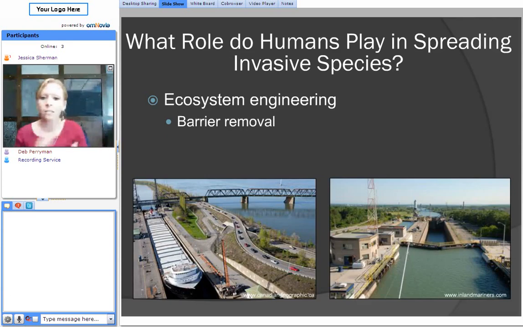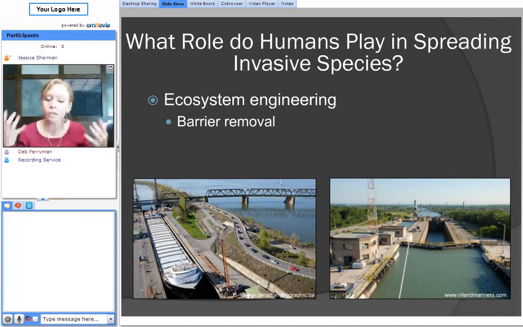Ecosystem engineering is another way that humans have played a big role in contributing to the spread of invasive species. So by doing this, we are essentially removing barriers. So I talked about earlier, Niagara Falls was a huge barrier from the St. Lawrence Seaway to the Great Lakes system, specifically Lake Ontario. And when they opened the St. Lawrence Seaway, in order for freighter ships to be able to carry cargo from other parts of the U.S. into the Great Lakes, or specifically from other parts of the world, so these transoceanic ships wanted to come in and bring their goods to the Midwest.